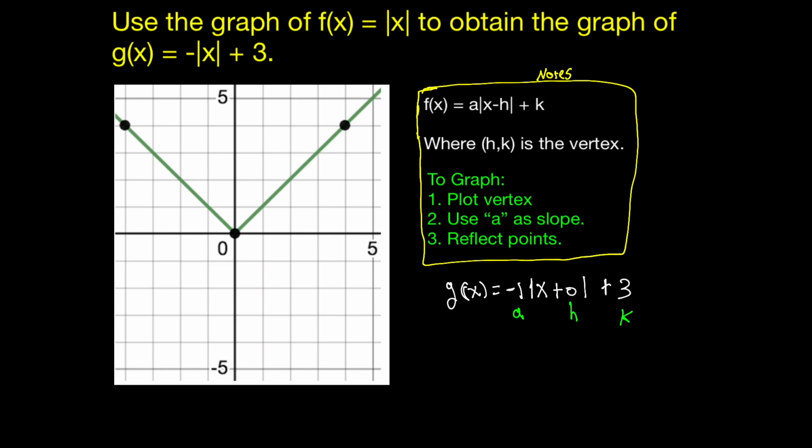I'm going to begin by recording the vertex. And my vertex for this example is going to be at 0, +3. And then that's where I'm going to begin my graph. So I'm going to begin at the origin, and then I'm going to go up 3 units, 1, 2, and 3.